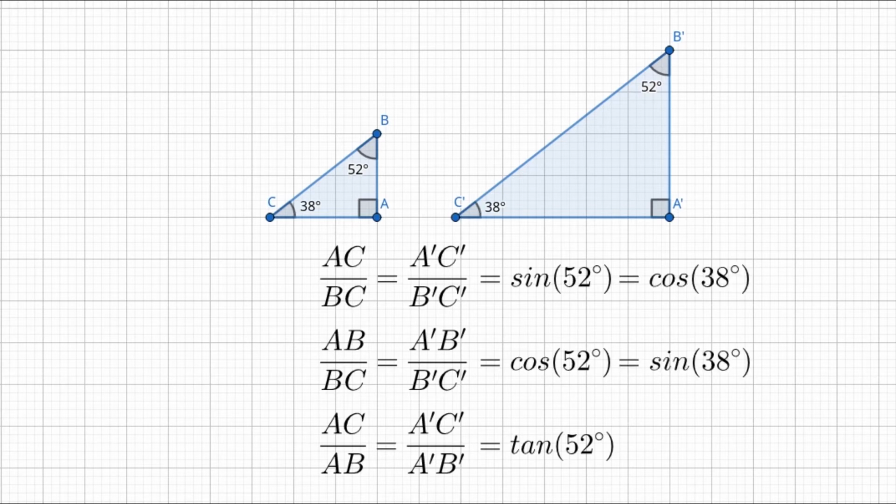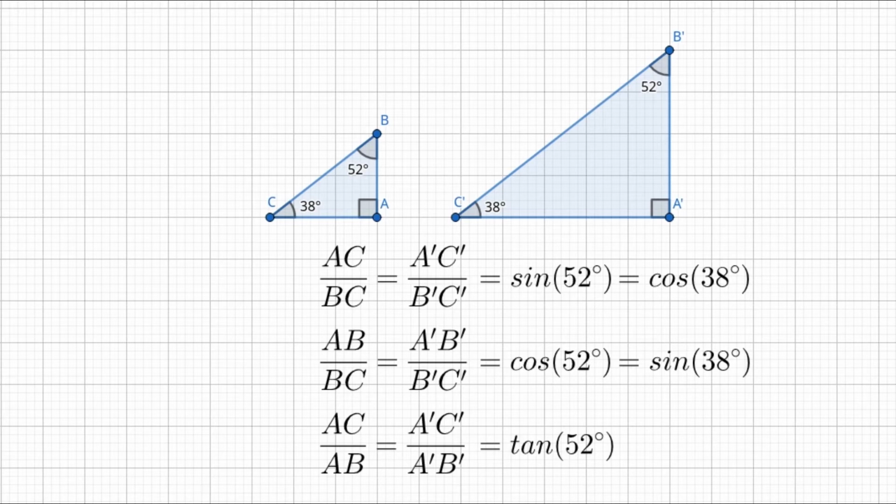And in general, we can say that the sine of an angle in a right triangle is equal to the cosine of the other angle in the right triangle, and similarly cosine is the sine of the other angle. This is because the two angles have related opposite and adjacent sides, because if it's the opposite side for one angle, it's the adjacent for the other one, and vice versa.